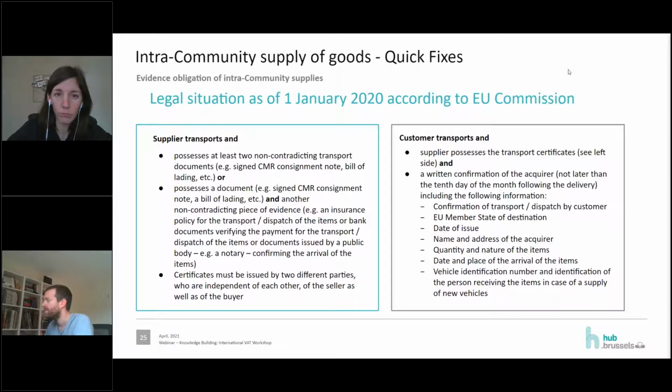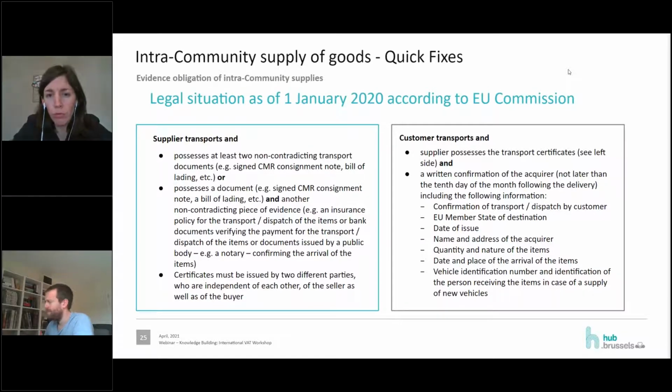So that is, I would say, if you have an export transaction, the most tricky one. And I would strongly suggest that you review that you are actually fine and aligned with what is requested by the Belgian VAT authorities.